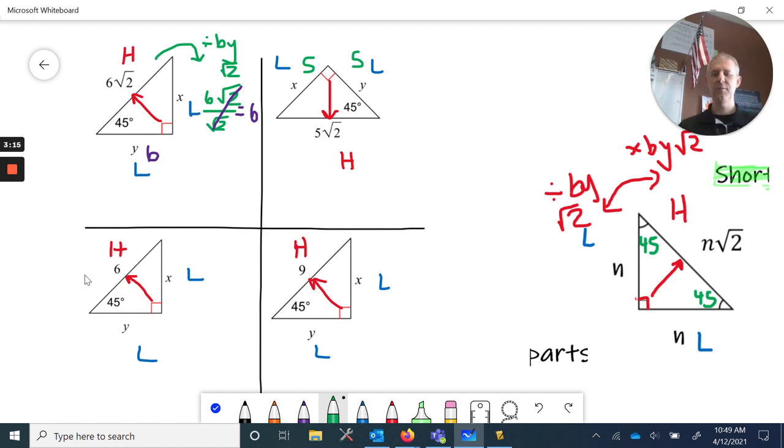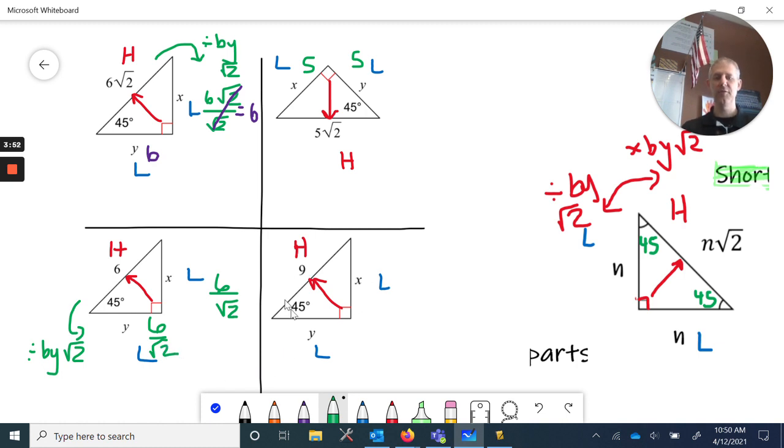Let's talk about this one. My hypotenuse is 6. Now this one's different because there's no square root of 2 here. At least it looks different, but it's really not. We're still dividing by the square root of 2. And so what you're going to see is we'll just have 6 divided by the square root of 2. I'm okay with you leaving it that way. It's not simplified. We do need to rationalize the denominator, but that can be done in a later lesson. If you type this answer into Mathia, it will simplify it for you. So 6 divided by square root of 2.